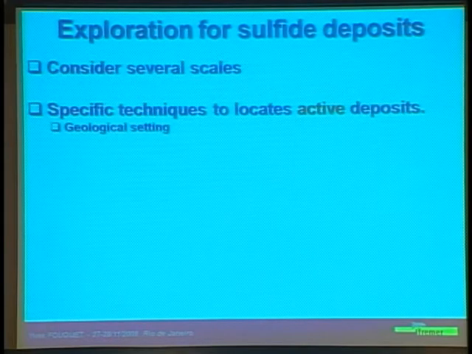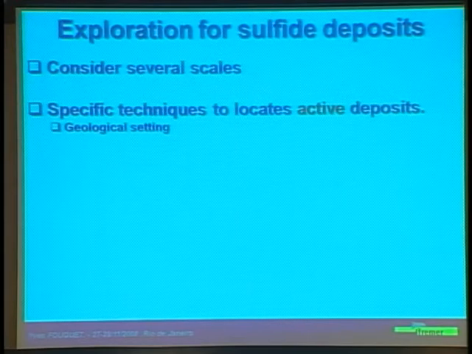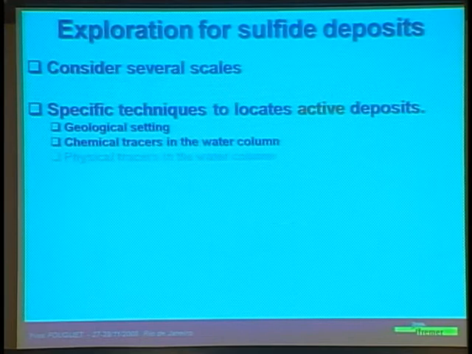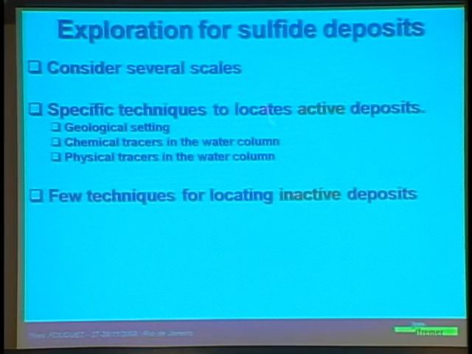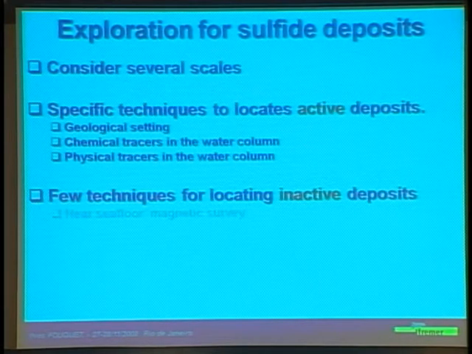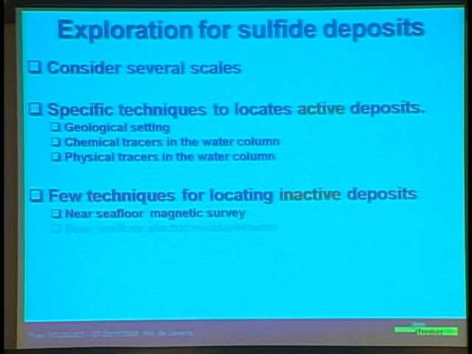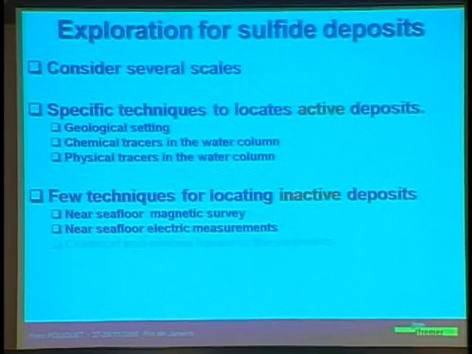The geological setting, I just gave a brief summary of where we are expecting to find vents on a slow spreading ridge. The chemical tracer in the water column, physical tracer in the water column. This is for active venting. For inactive deposits, we have to move to near seafloor magnetic survey, for example, near seafloor electric measurement. Georgie will give some detail on this technique.